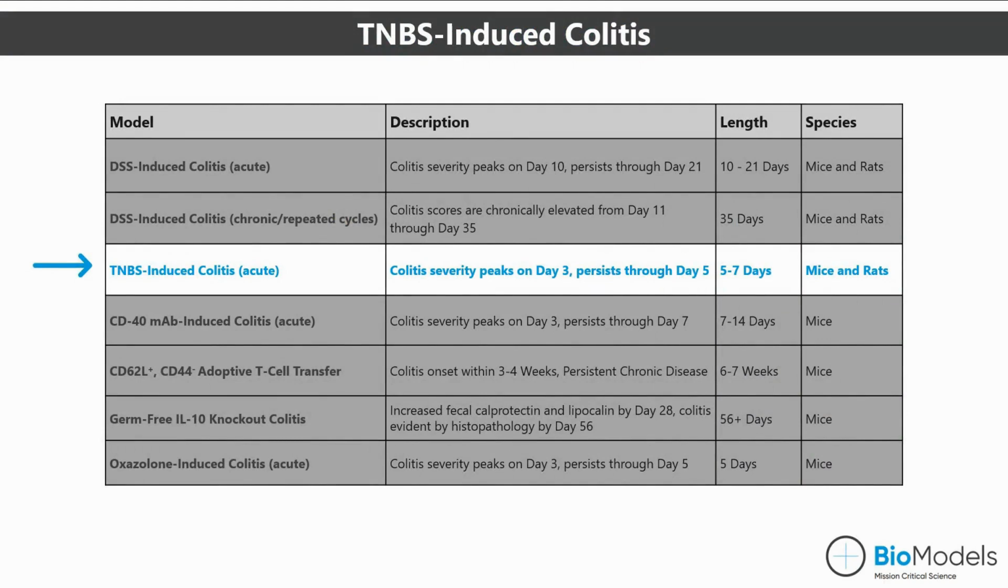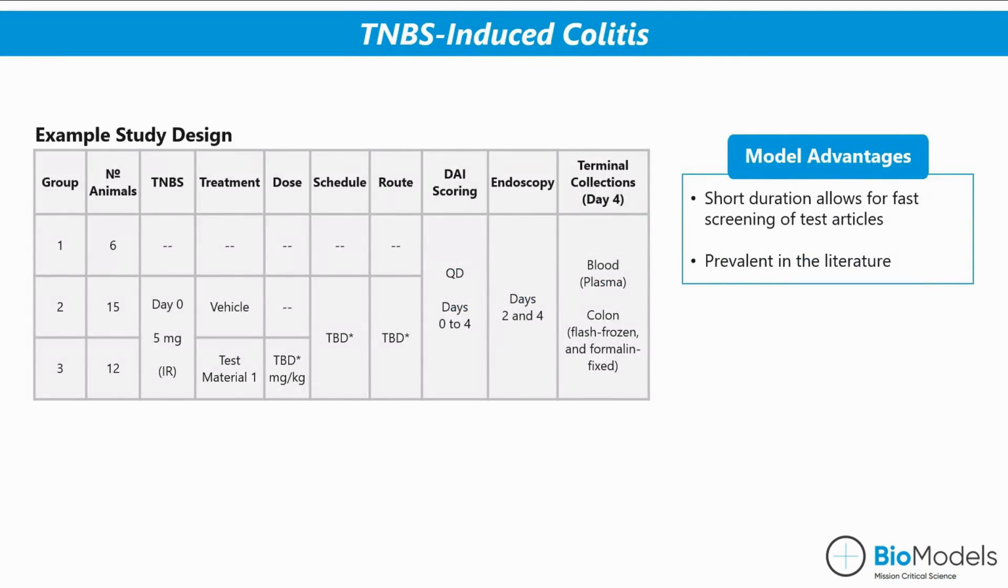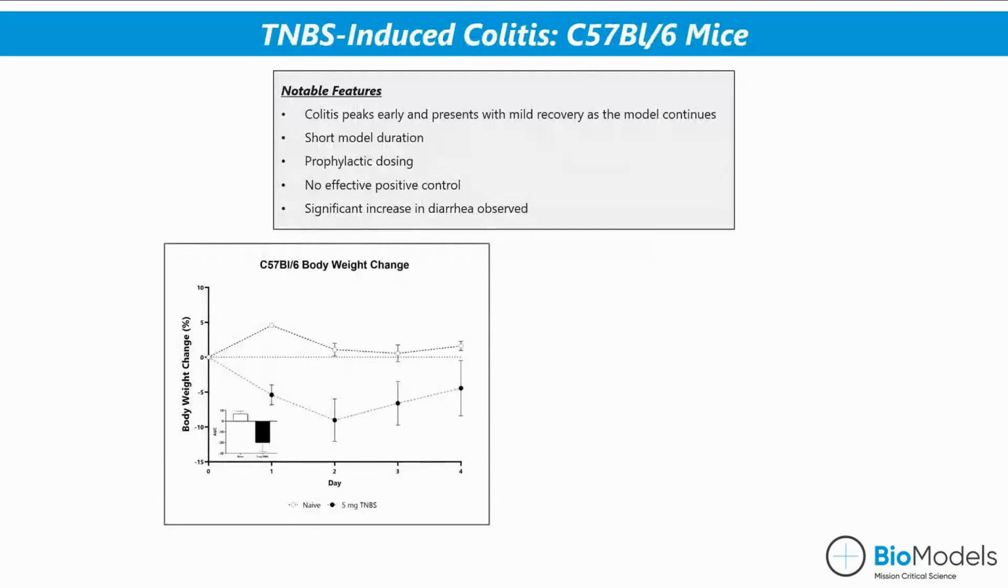Another very common chemically induced model of colitis is the TNBS model. Colitis is induced through an intrarectal administration of TNBS in 50% ethanol. Here, the study duration is short, ending on day 4, but allows for fast screening of test treatments. And because the model is short, we do recommend prophylactic dosing. Another important note is that we don't have any consistently effective reference compounds that we can recommend in this particular model.